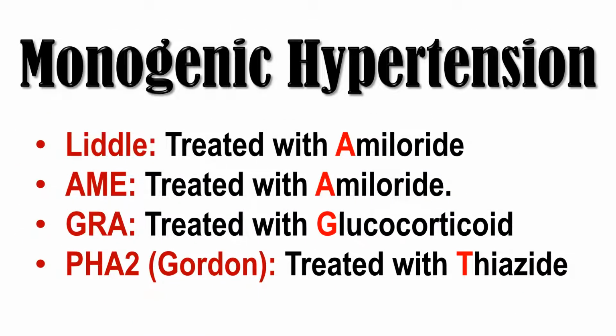Treatment of these conditions is mainly by potassium-sparing diuretics, so we can see that Liddle and apparent mineralocorticoid excess are treated with amiloride, while GRA is treated with cortisone. Although it is an excess of glucocorticoid, cortisone will suppress the ACTH in the brain and treat the condition. Pseudohypoaldosteronism type 2 is treated with thiazide diuretics.